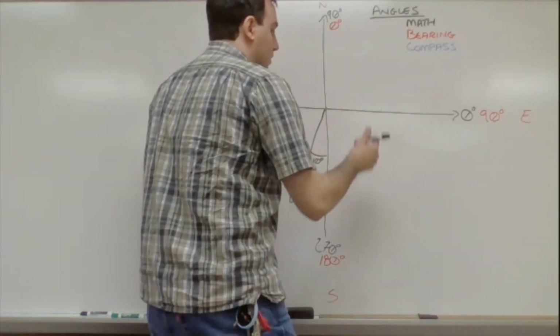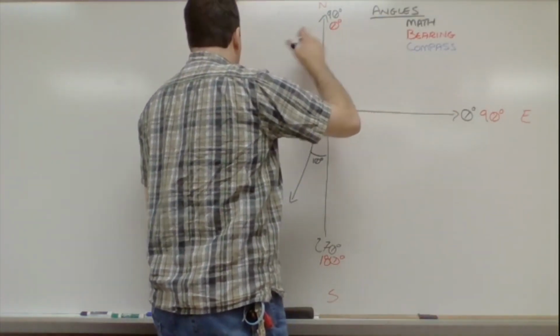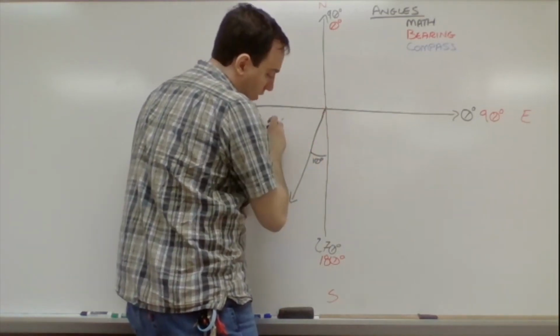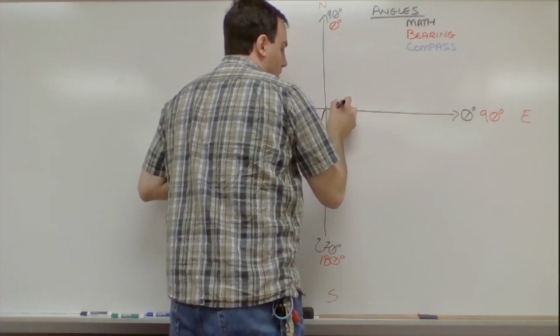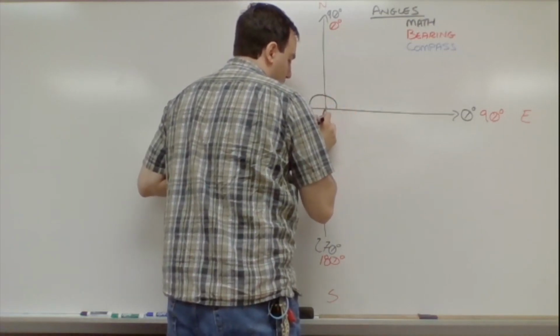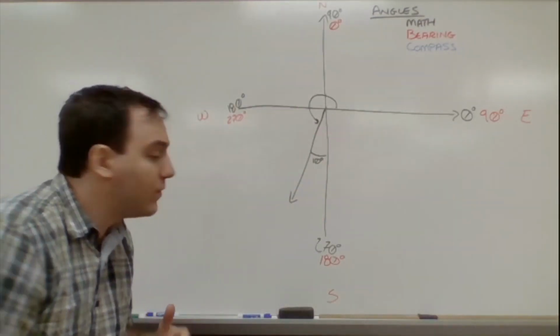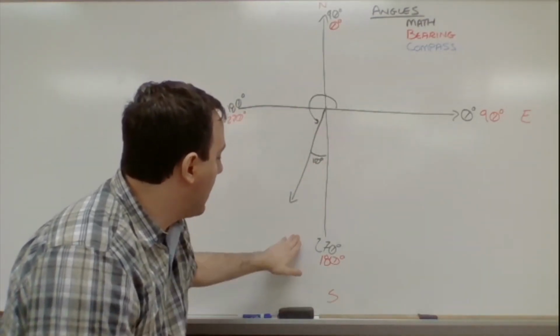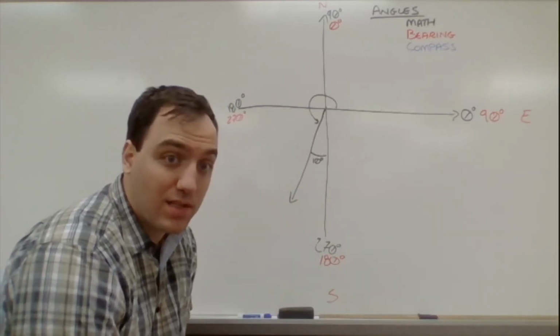Start with math. So in math, I go around, I start at 0, 90, 180, and then I go all the way through to wherever this is. So I'd go like so. Now there's two ways I think about this. The first is, well, it's 10 degrees short of being 270, so it has to be 260.